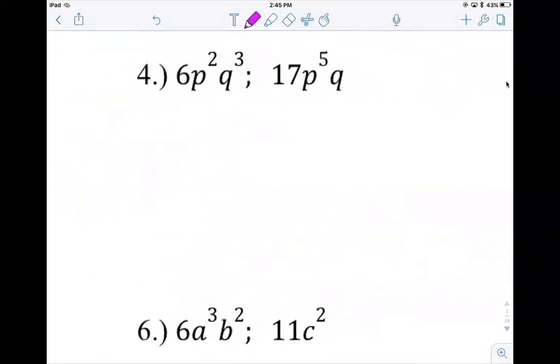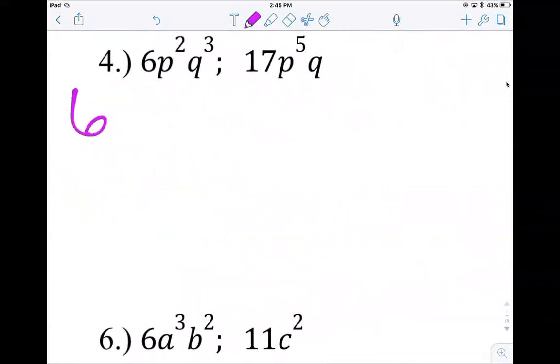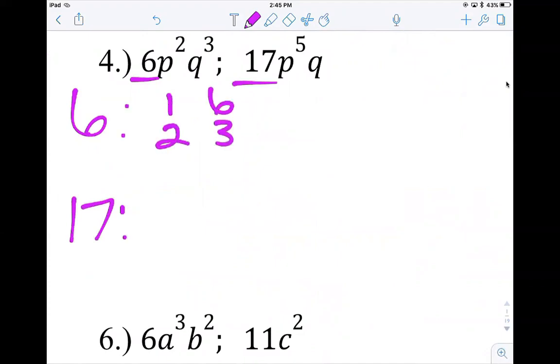Let's take a look at number 4. We have 6 and 17, so I'm going to factor them out. 6 is 1 and 6, 2 and 3. 17 is just 1 and 17. So they only have the number 1 in common.